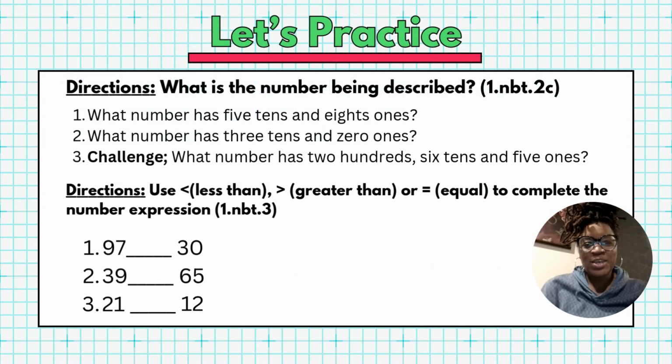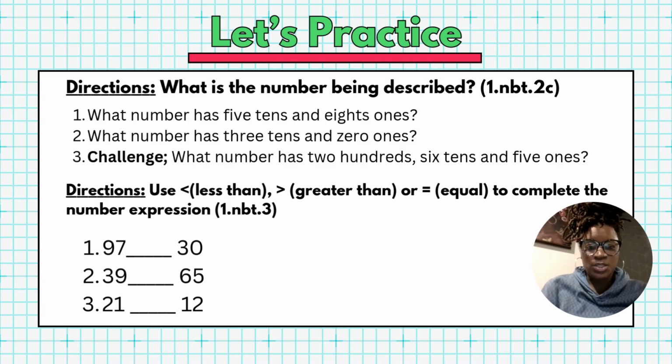Let's practice. In the first three questions, the goal is to give the number that is being described. In this first grade skill, your scholars should be able to either read the description themselves or you read the description to them and then they tell you what number it is. Question three is a bit of a challenge because instead of me giving them a 2-digit number, I gave them a 3-digit number. Feel free to pause the video and work on those.